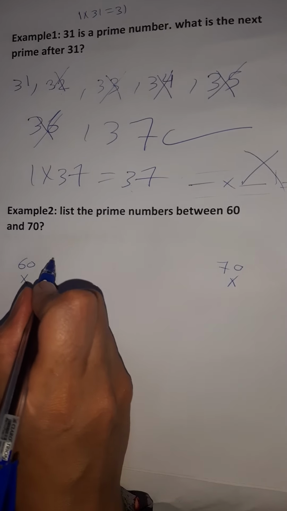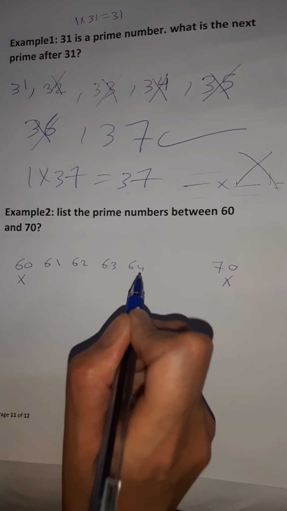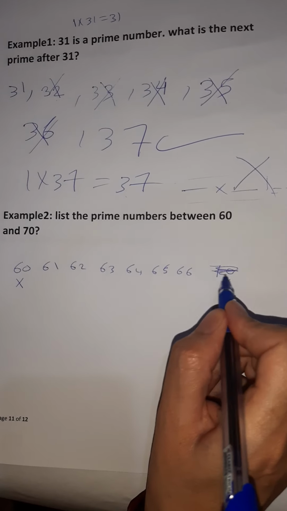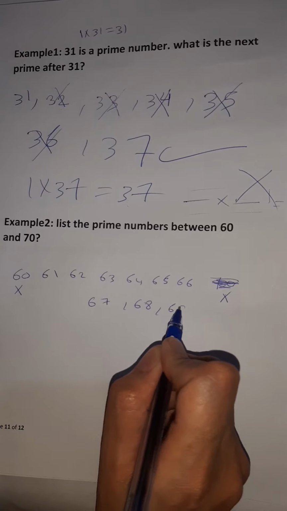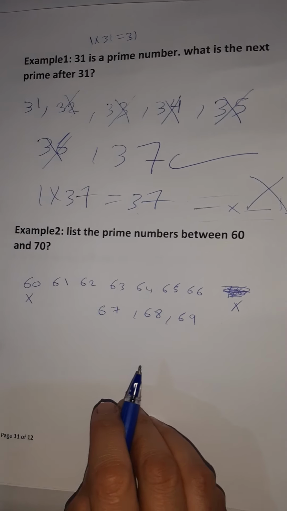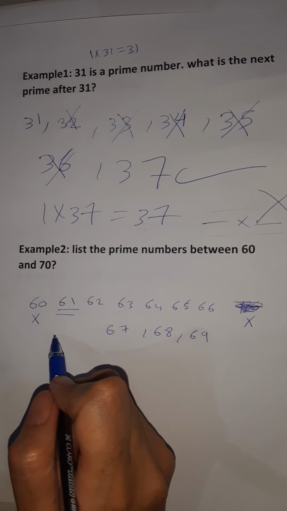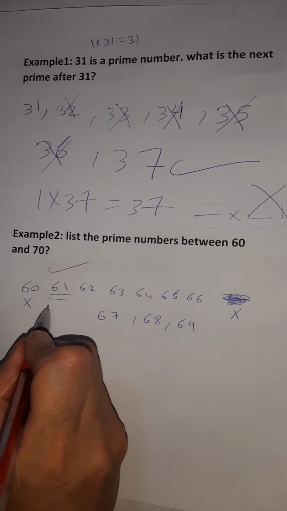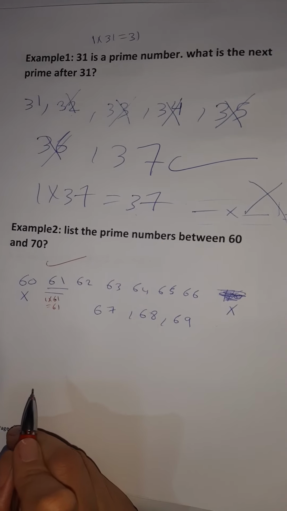Now after 60: 61, 62, 63, 64, 65, 66, 67, 68, 69, and we don't count 70. Now 61 is a prime number, since we just have 1 times 61 equals 61.